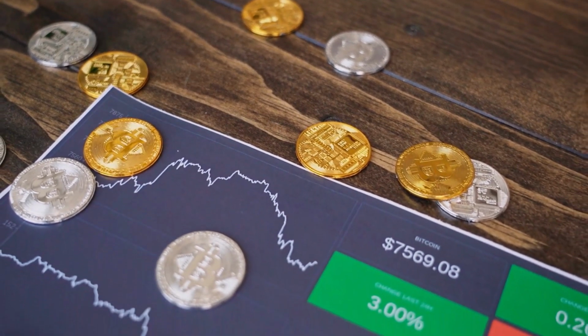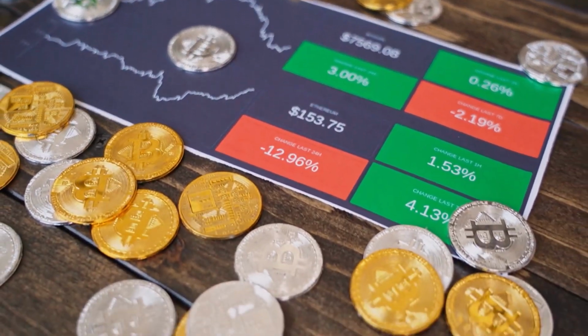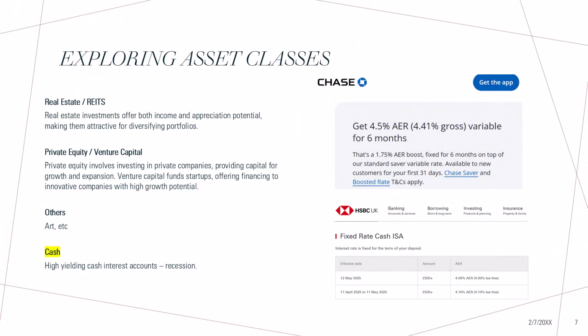Cryptocurrencies. Crypto is volatile but can offer high returns. Diversifying across different coins can reduce risk. Beyond traditional stocks and bonds, there are also other asset classes. Real estate, venture capital funds, which invest in startups, and many others.